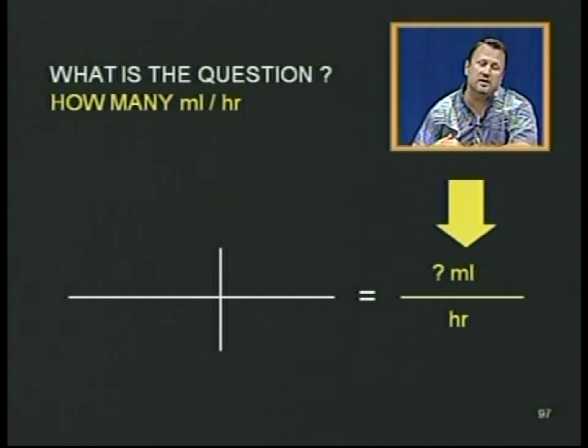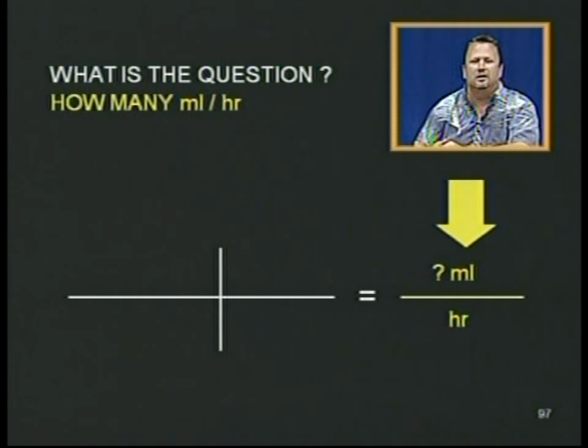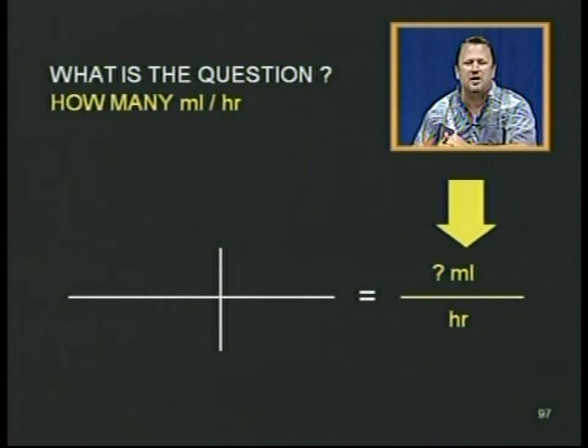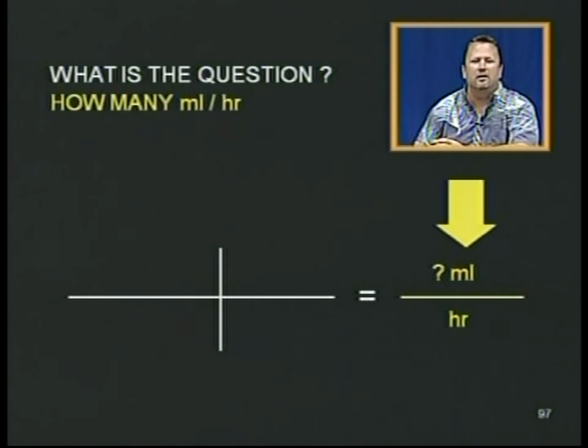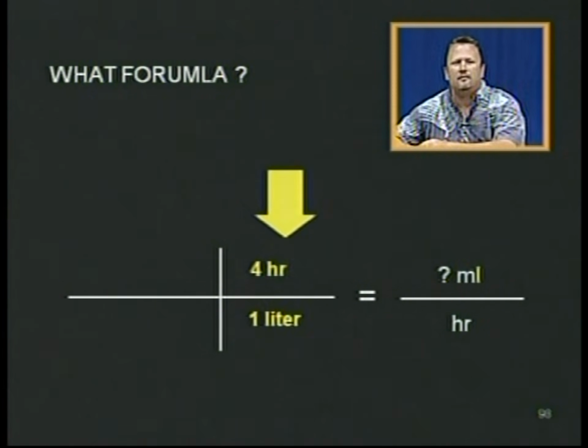Well, since the question is how many milliliters per hour, then the answer is how many milliliters per hour. And since the answer is how many milliliters per hour, then milliliters needs to be in the numerator and hours needs to be in the denominator. And so what formula do you think we'll use?